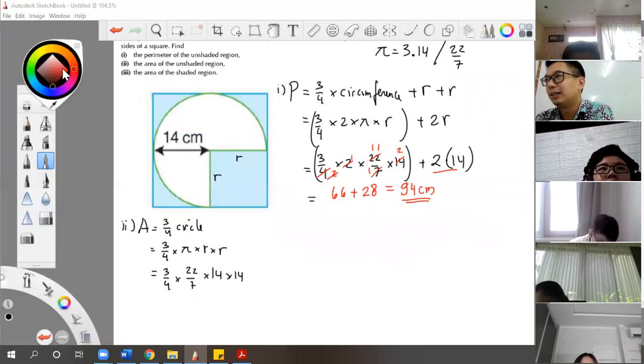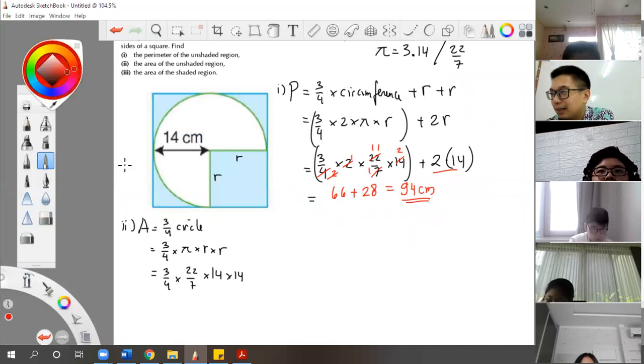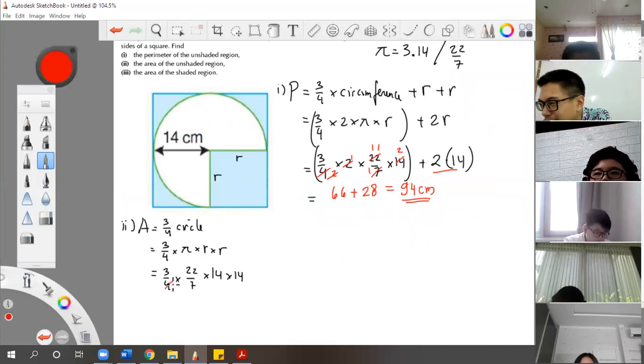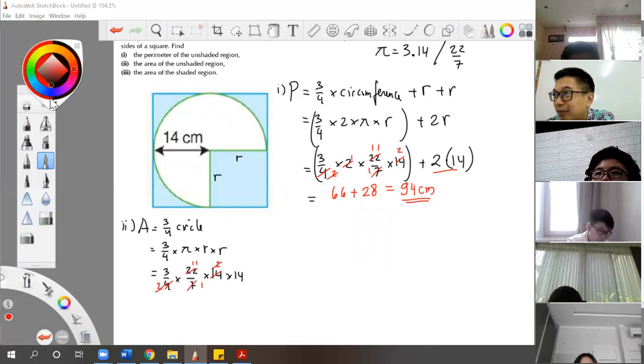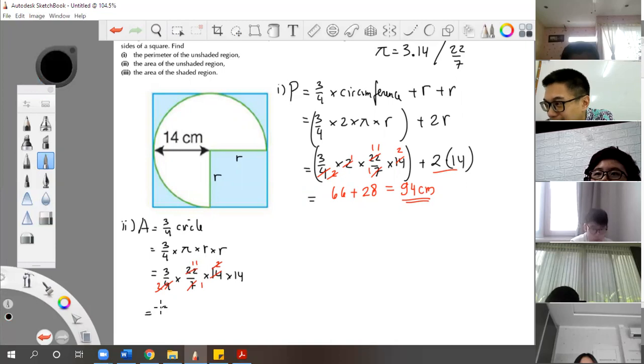Oke, simplify. Cross lagi kayak tadi. Ya. 4 and 22 jadi 2 and 11, right? Terus 7 and 14 jadi 1 and 2. Oh, 2 ada lagi atas bawah. Oke, cross out lagi. Oh, gampang jadinya. 33 times 14, right? So the rest will be 3 times 11 times 14.